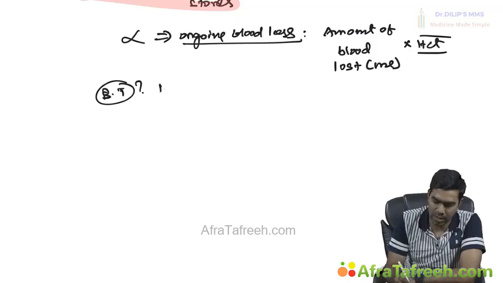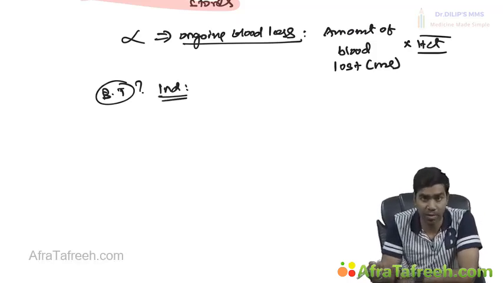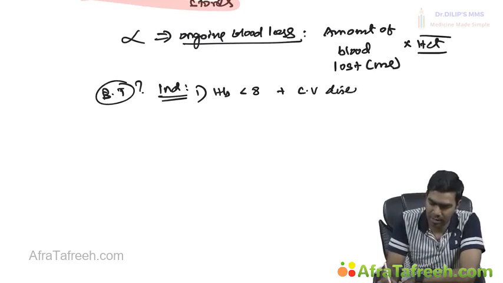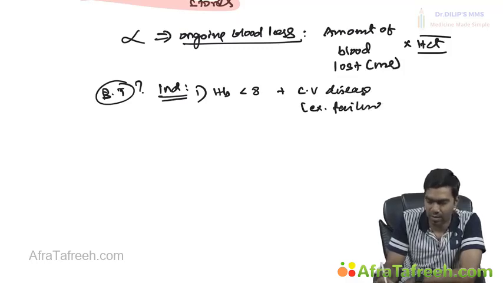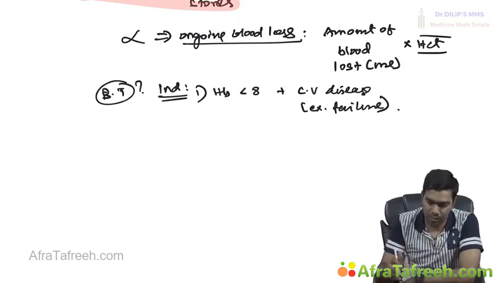Is there any indication of BT? Let us see the indications for blood transfusion in iron deficiency anemia, or in any anemia for that matter, not only iron deficiency. Number one indication is hemoglobin less than 8, plus the patient having a cardiovascular disease, for example cardiac failure. If the patient is in cardiac failure, it is a definite indication for replacement, no doubt about that.